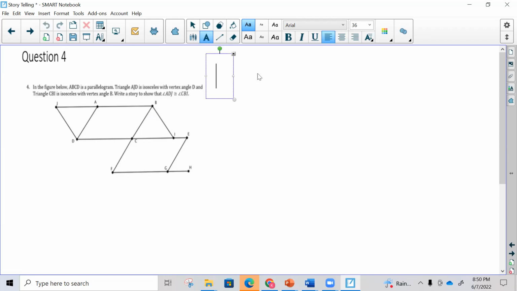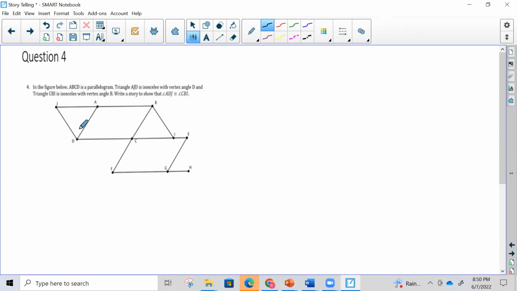Okay. And so we don't really need this figure at all. They don't tell me anything about that figure. It's just kind of extra. And the other thing is, don't start with what you know is congruent. You need to prove that that is congruent. So our goal is to show that this is equal to this, but I can't start with that.